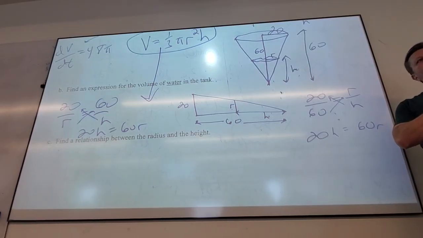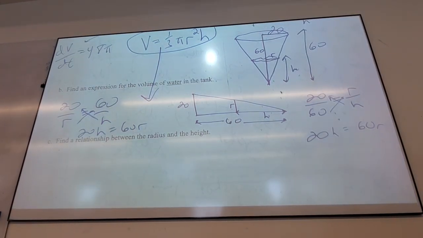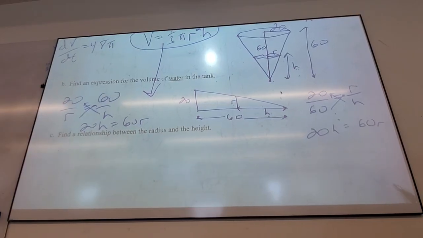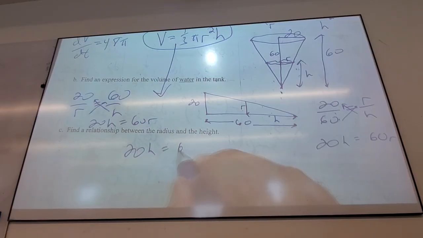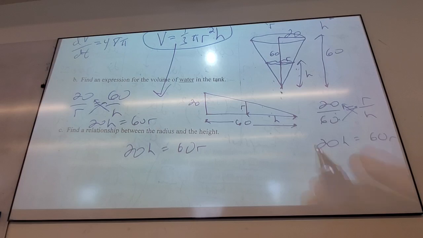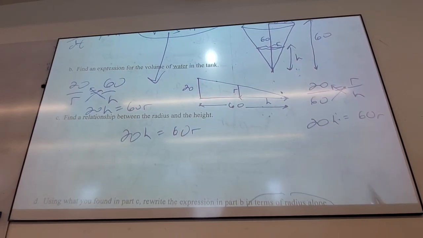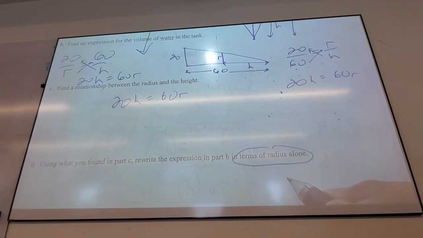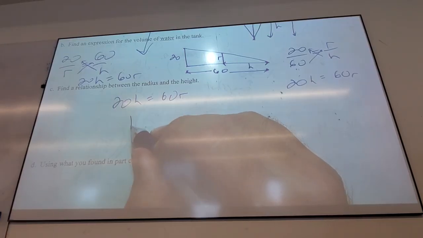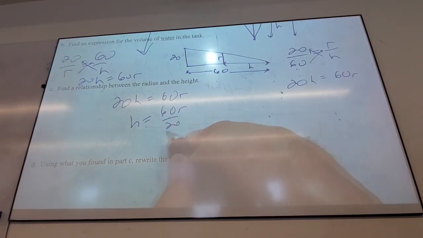So are we now able to find a relationship between the radius and the height? In fact, did I already do that? Little overachiever math boy I am. What's the relationship between height and radius? What can we do with this? Would it be the radius equals height over 3? Yeah, looking ahead, I want it in terms of the radius alone. So if I solve this for H, H equals 60R divided by 20, so H equals 3R.